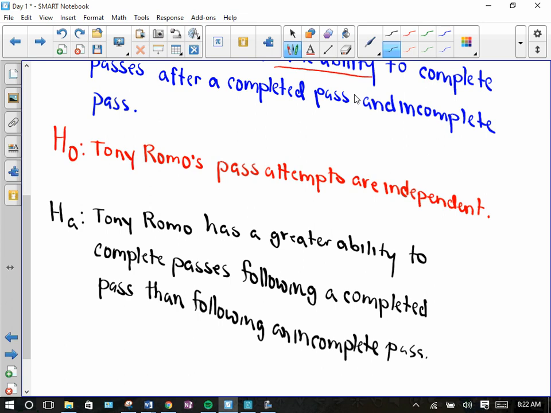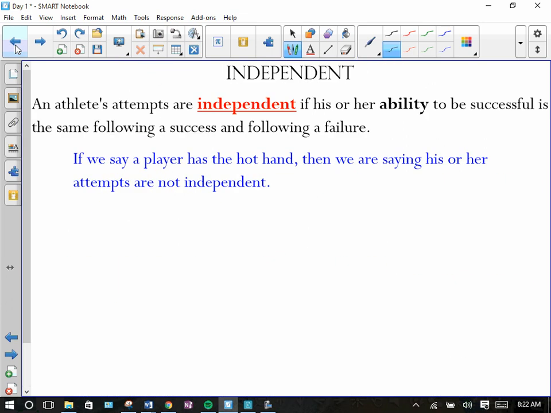Okay, so we have a new vocabulary phrase that says the same thing, but in like two words. We're saying Tony Romo has a greater ability to complete passes following a completed pass than following an incomplete pass. Well, if we go back and look at our notes, I'll come back to this in just a second.